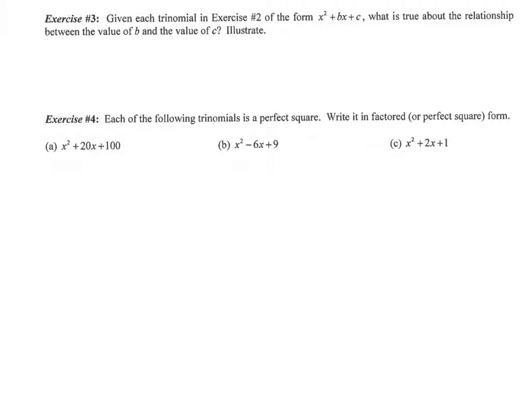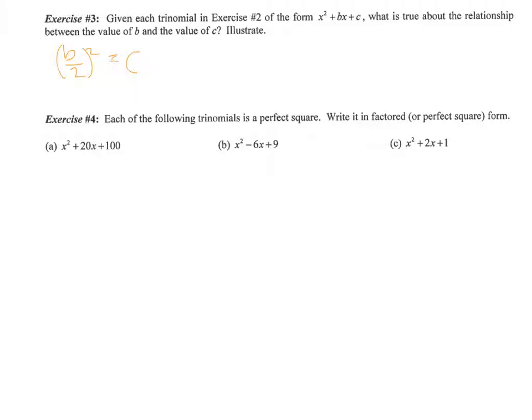So given each trinomial in the form x squared plus bx plus c, what is true about the relationship between the value of b and the value of c? Well, what's true about them is that we can take (b divided by 2) squared and it will equal c.